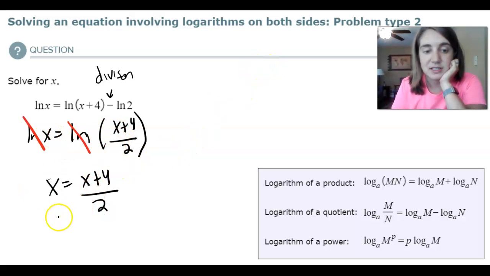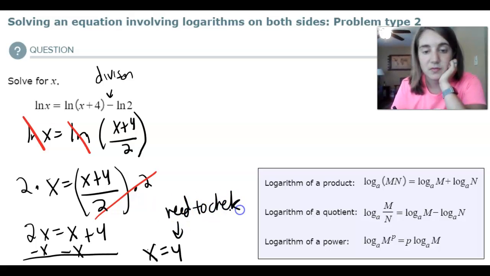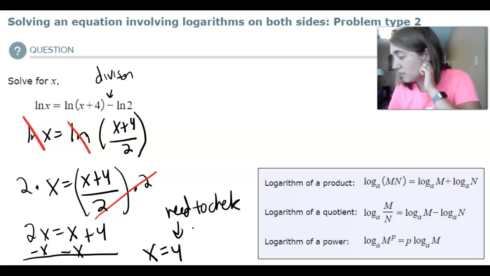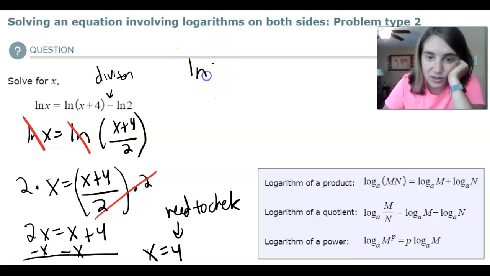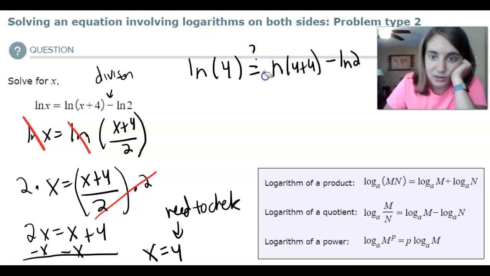So I can set my insides equal, and now I'm just solving for x times 2 multiplies to 1. I end up with x equals 4, but I need to check. So let's think, does ln of 4 equal ln of 4 plus 4 minus ln of 2? So we're going to plug it back into the original and check it.